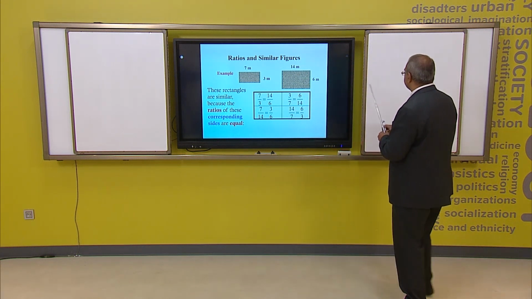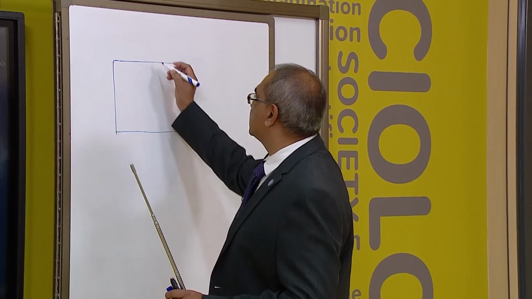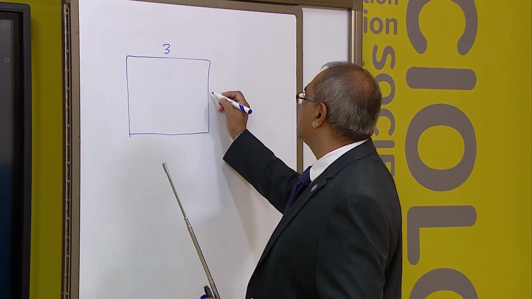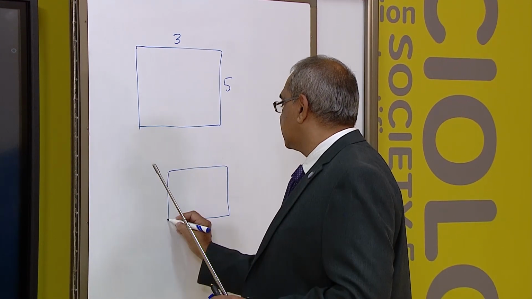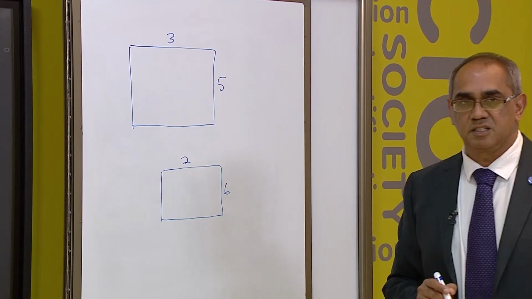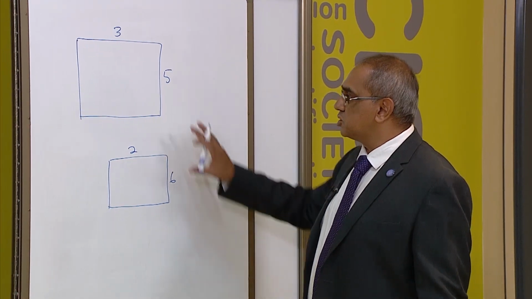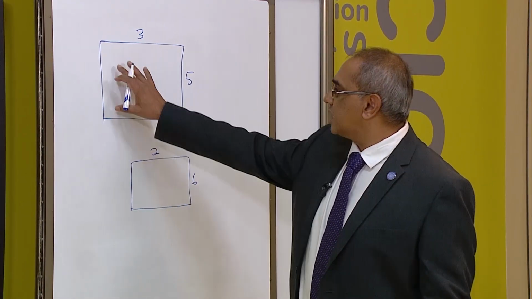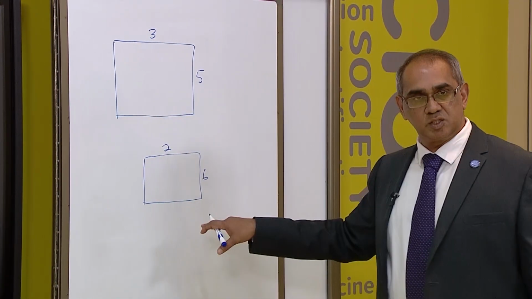Now, there is another case which I just want to illustrate. If I have a rectangle, and let's say this side is 3 and this side is 5, and I have another rectangle, and this side is 2 and this side is 6. These two objects look similar, right? Because they are both rectangles. So all the angles are the same. The shape is the same. So we would say this is similar.